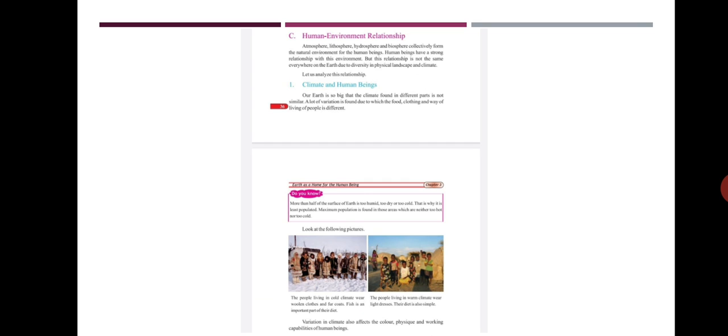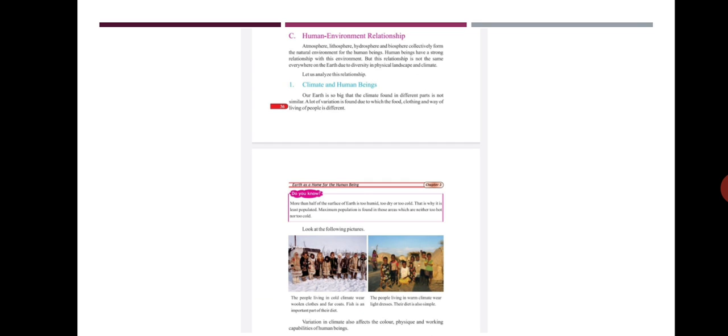Maximum population is found in those areas which are neither too hot nor too cold. Can you see this picture here? There are some children in this picture. The people who are living in the cold climate wear woolen clothes and fur coats, and fish is a very important part of their diet.